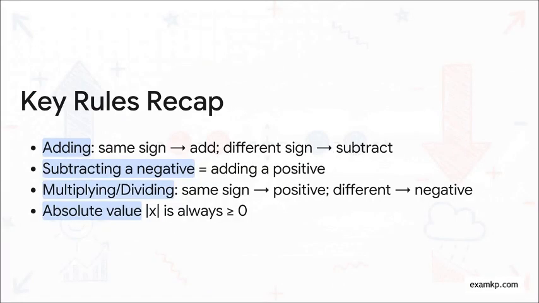Here it is, the core rules, all on one slide. For adding, same sign, add and keep the sign. Different signs, subtract and take the sign of the larger number. For subtracting, a negative becomes a positive. For multiplying or dividing, same signs give you a positive answer. Different signs give you a negative one. And finally, absolute value is always 0 or more. I mean it. Burn this slide into your memory.